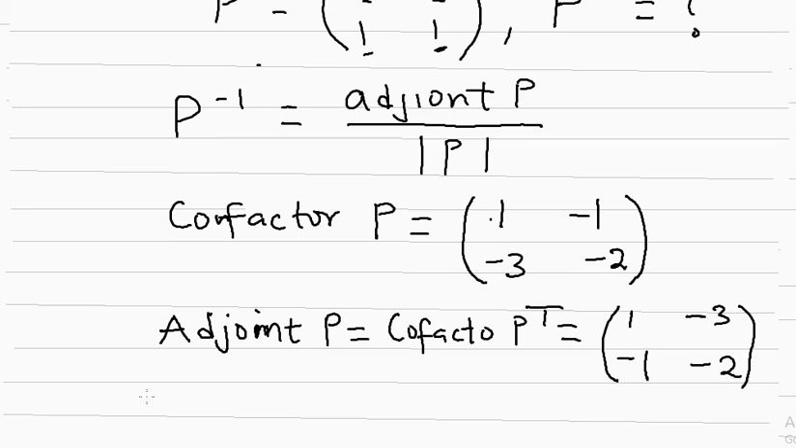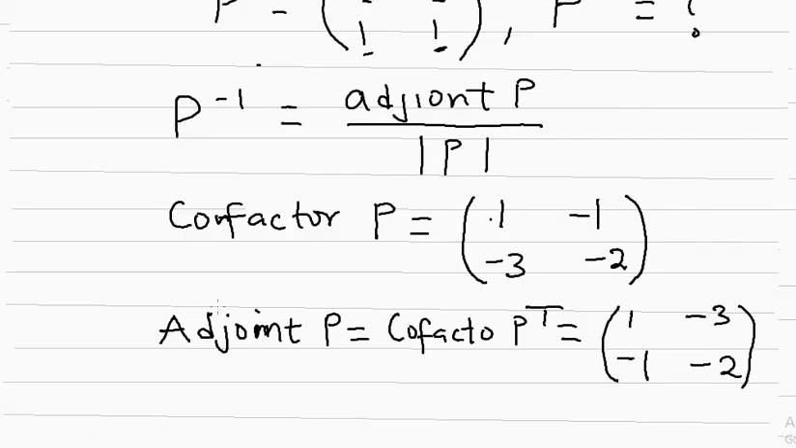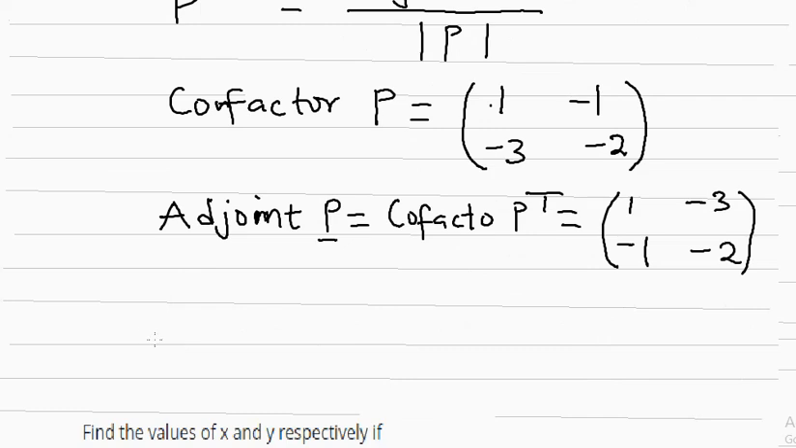Now, having gotten the adjoint, we can find the inverse. To find the inverse, remember we need to divide the adjoint of P by the determinant of the matrix. Let's do that. The inverse of P now is going to be equal to the adjoint.